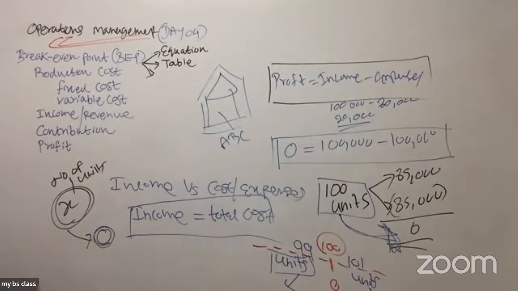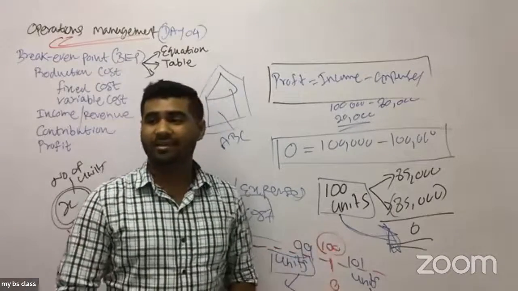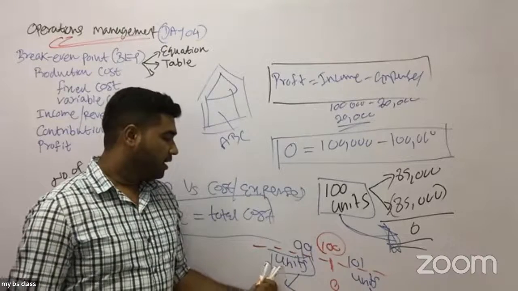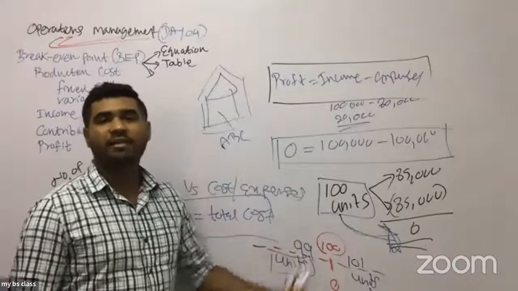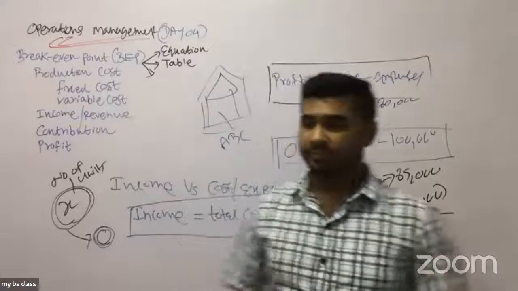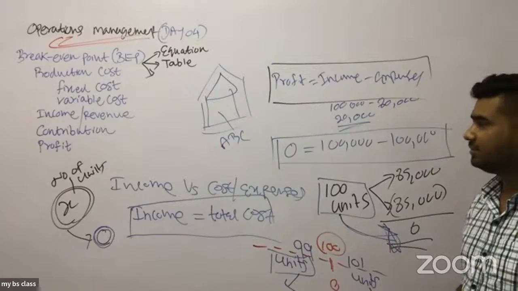Right? What do you think? My simple question. I need your answers. Right? Your profit is 0 when you sell 100 units. So my question, what happens when you sell 99 units or 101 units? What do you think, guys?